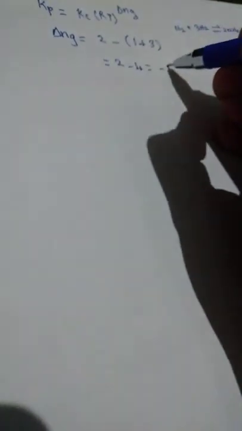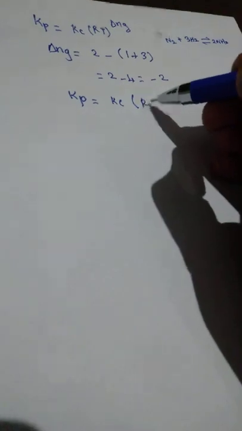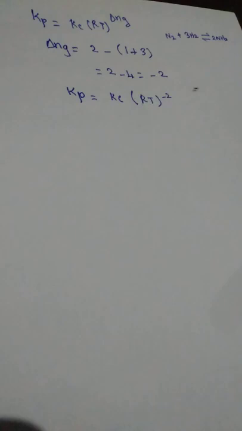So delta Ng is the number of moles of product minus the number of moles of reactant. Here product is 2, minus reactant 1 plus 3. Understand? So your answer, 2 minus 4, is equal to minus 2. Now we can substitute this delta Ng value in the Kp equation. So Kp is equal to Kc into RT power minus 2. Understand?